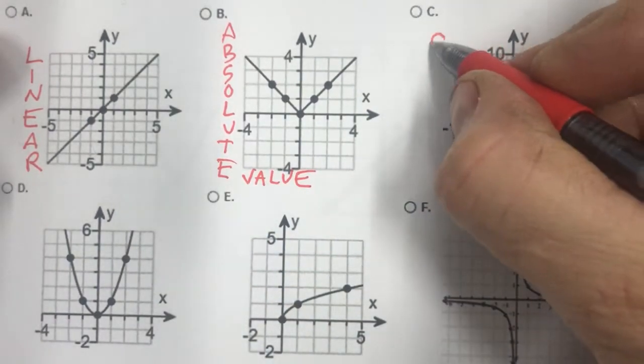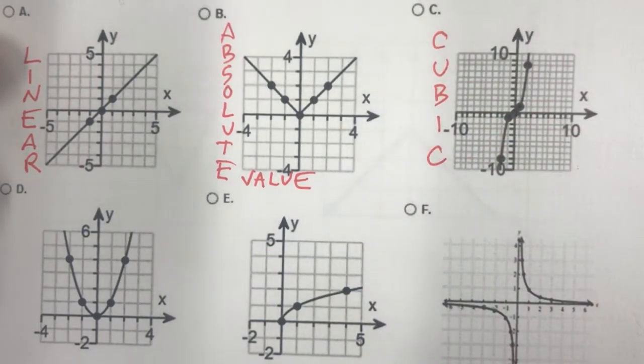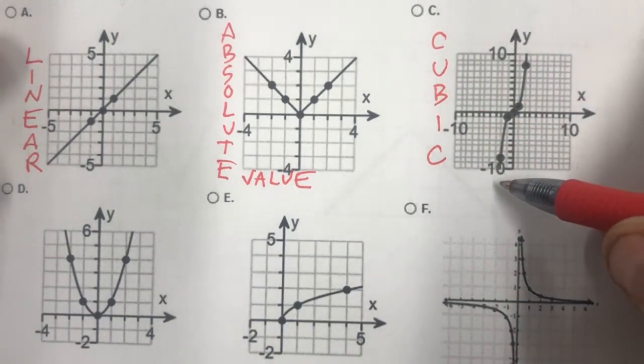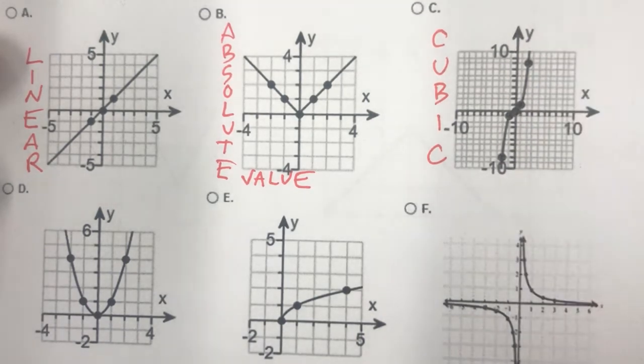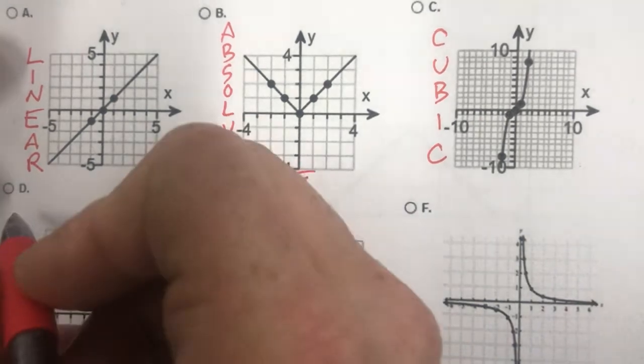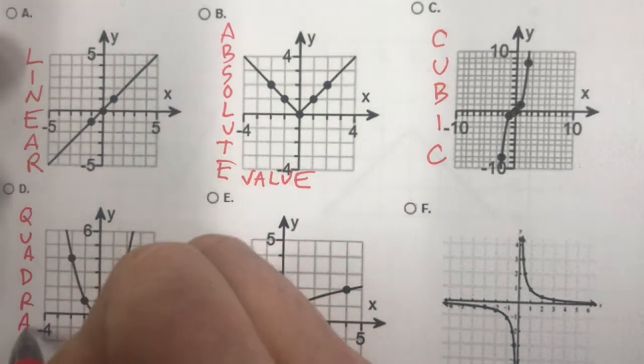This one right here, cubic. This is cubic. You see how it curves up through here and then around and then curves back up. This one we've studied a little bit. Quadratic.